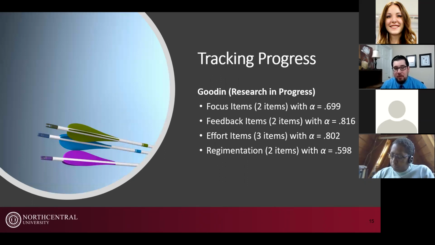Now, I've done some research on this myself. I developed and tested an instrument to measure 4 key aspects of deliberate practice that have pretty good psychometric properties at this point: focus, feedback, effort, and regimentation.